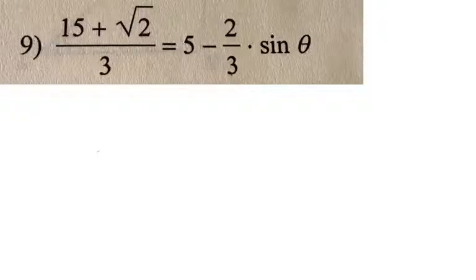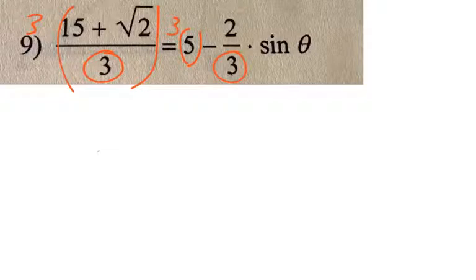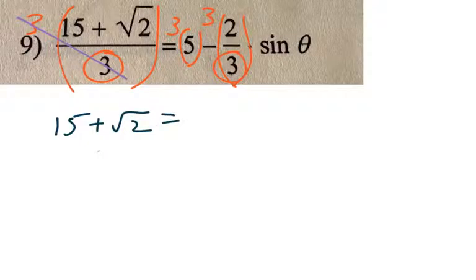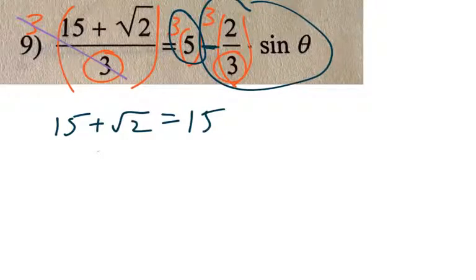All right, number 9, guys, looks really scary, right? The thing you want to do is get rid of these fractions here, the thirds. How are we going to do that? We're going to times every term by 3. That includes the 5 right there. Here's what happens. Isn't 3 over 3 1? We're now left with 15 plus square root of 2 equals. Here, 3 times 5 is 15. Here, there is a minus, so we have a minus, but the 3's cancel out to sine theta.